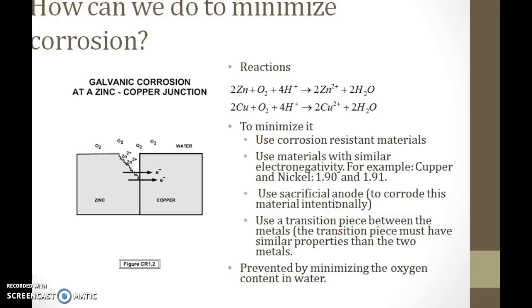The sacrificial anode method is best explained with a ship, for example, which is made of iron. Zinc plates are attached to the ship's hull and body. One acts as the anode and the other as the cathode. So the zinc sacrifices itself as the anode. That is why it is called a sacrificial anode, where we can minimize the rate of corrosion in the case of iron. We can also use transition pieces, insulating materials, or prevent corrosion by minimizing oxygen content. This is quite difficult, but it is one of the methods.